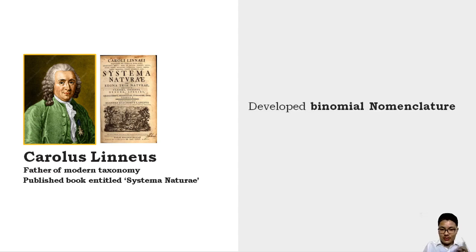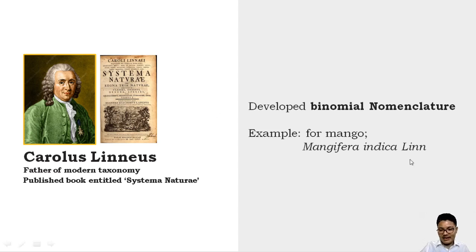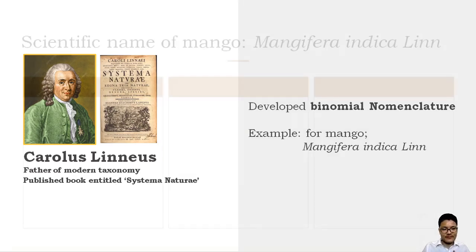This is the book published by Carolus Linnaeus, and he is very popular for classification, and he developed binomial nomenclature. Bi means two, nomen means term. Two-term nomenclature, two-term naming, so two-word naming. If I give an example, for mango we call Mangifera indica Linn. Linn here is the name of Linnaeus, Carolus Linnaeus. So Carolus Linnaeus is famous for giving binomial nomenclature.